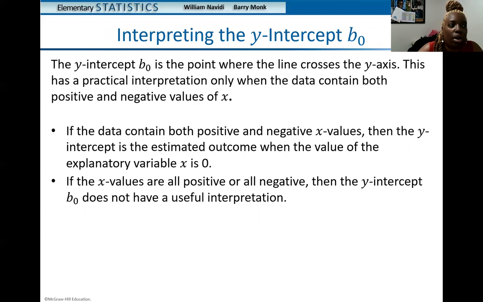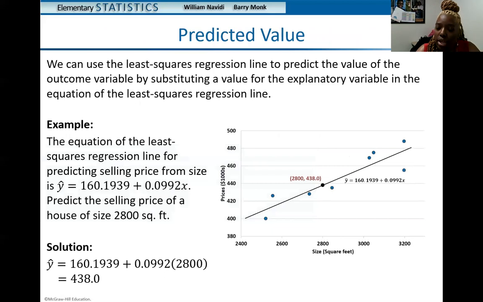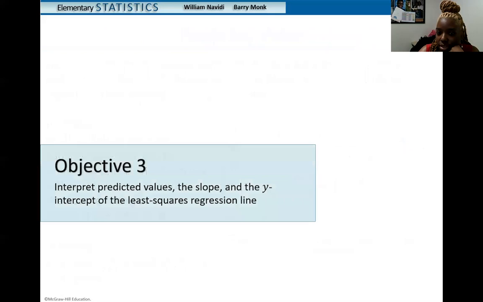So here, interpreting our y-intercepts, okay? We know the y-intercept, or b0 as we may call it here. The y-intercept is the point where the line crosses the y-axis. This might be something that you have to pull up and recall from algebra. But the y-intercept is where the line crosses your y-axis. So if you have this line right here, right? Where does it cross the y-axis? That's your intercept, where it crosses the y-axis. Remember, this is the x and this is the y. So where does it cross the y-axis? All right.